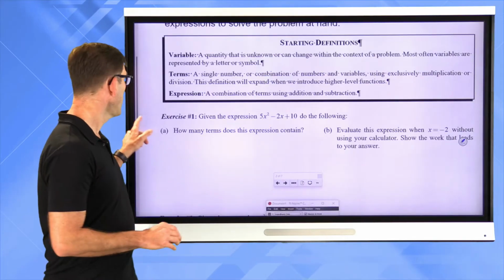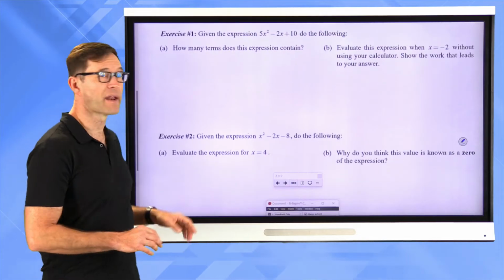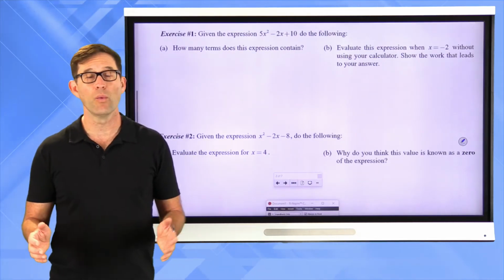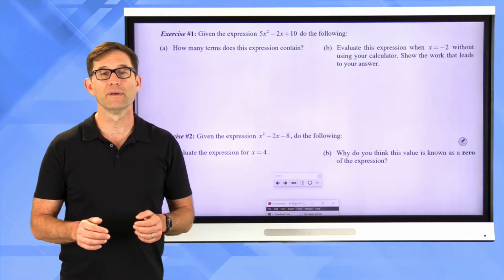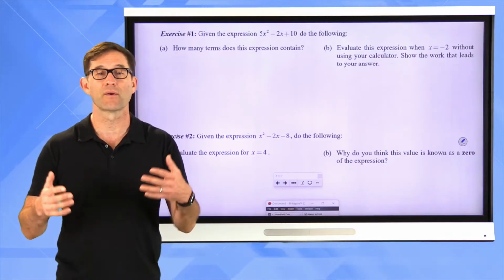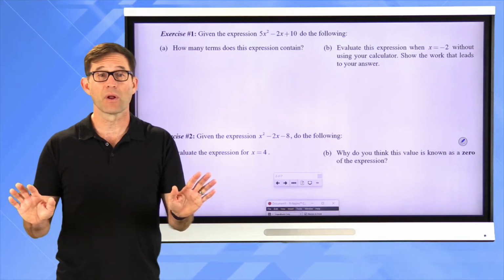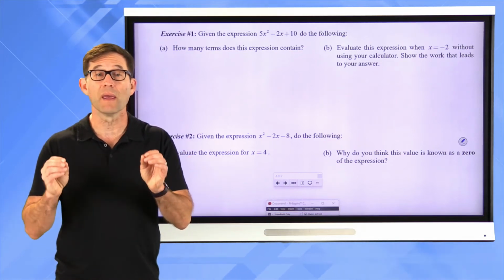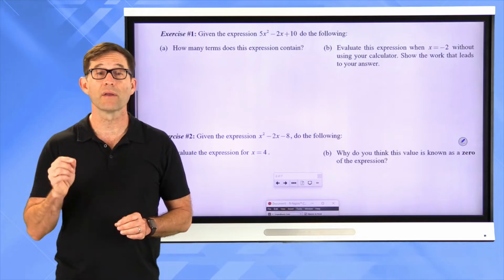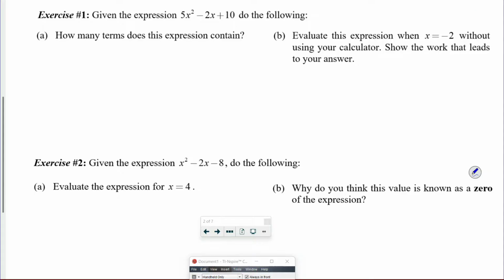All right. Now, in mathematics, terminology is important. You want to understand what a variable is, what an expression is, et cetera. But ultimately, getting past all the terminology, we just need to be able to do problems. So let's take a look at exercise number 1. Given the expression 5x squared minus 2x plus 10, do the following. Letter A. How many terms does this expression contain?